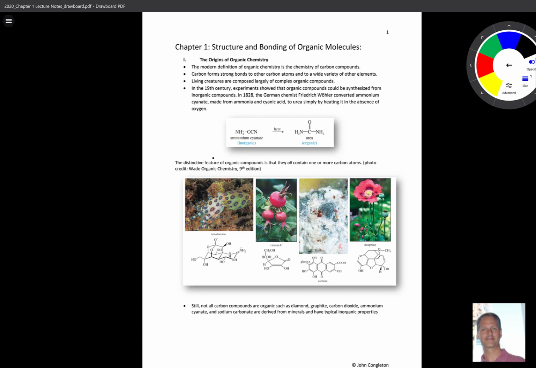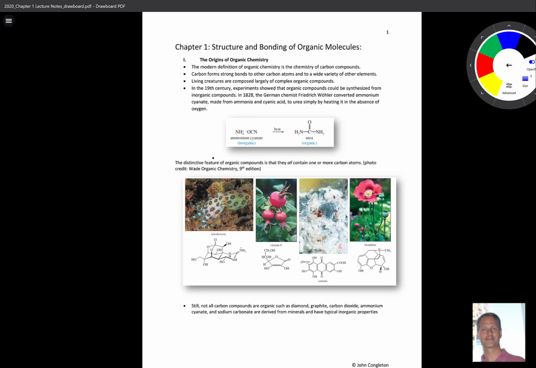In fact, all living creatures are composed largely of complex organic compounds that contain carbon. Among other things, there's nitrogen and oxygen and hydrogen and some other elements too, but largely carbon. The other thing that happened is that in the 19th century, a German chemist took ammonium cyanate, which was an inorganic molecule, and upon applying some heat, created what we call an organic molecule, which is urea. So that was the dawning of organic synthesis. And we're going to see that a lot in organic chemistry, where we take molecules and we transform them into other molecules.